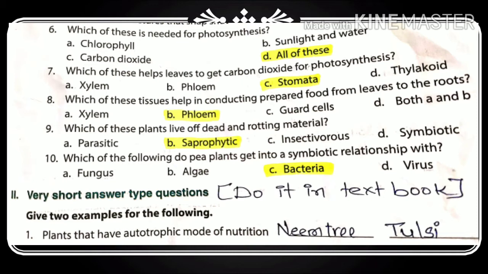Then eighth is, which of these tissues helps in conducting prepared food from leaves to roots? Plants have 2 conducting tissues, xylem and phloem. About xylem we discussed in the blanks, that it conducts water and minerals. So for the nutrient transportation, phloem is there. So the answer is B, phloem. Then ninth is, which of these plants live off dead and rotting materials?